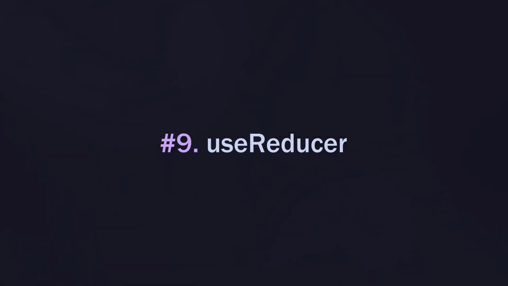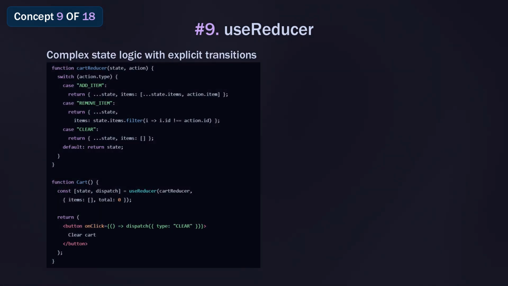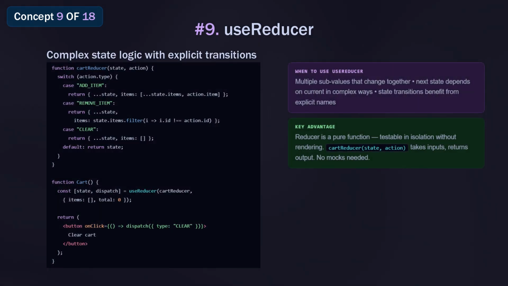useReducer. useReducer is useState's more powerful sibling. Where useState is ideal for simple independent values, useReducer shines when you have complex state logic, multiple subvalues that change together, or when your next state depends on the previous state in non-trivial ways. The pattern is the same as Redux. You define a reducer function that takes the current state and an action, and returns the new state. You dispatch actions to trigger state transitions.